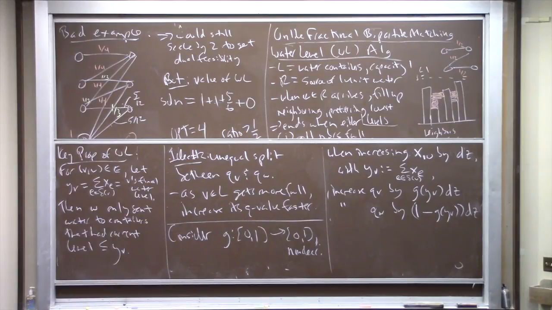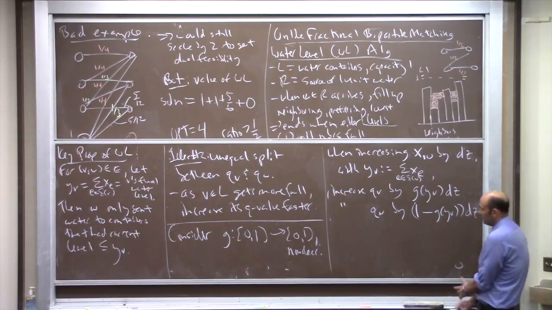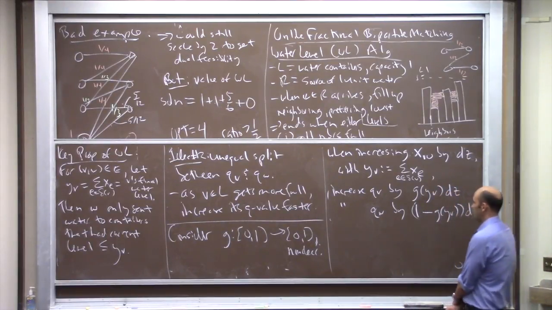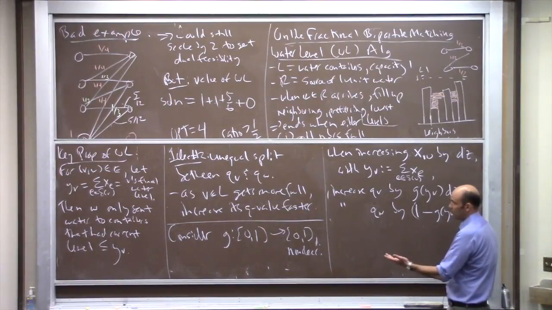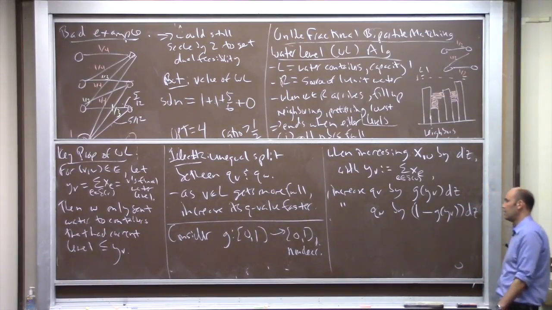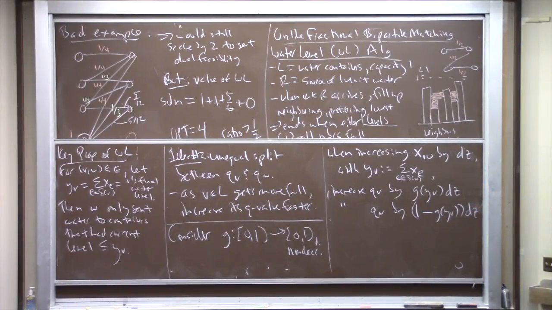So for example, if you really wanted, you could set G to be the constant function 0. That's going to result in only the vertices on the right-hand side getting positive Q values. Everything will go to the right-hand side. If you wanted, you could set G equal to 1. That'll give you all the Q values on the left-hand side. If you set G to be the constant function 1/2, that's saying always do an equal split. That corresponds to what we were doing before.